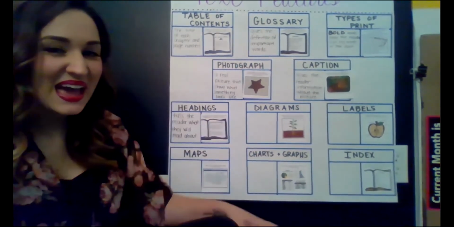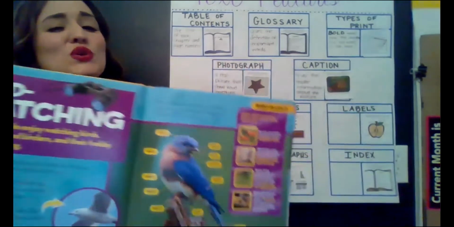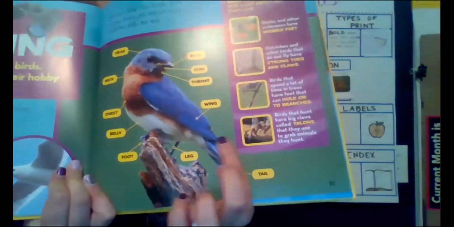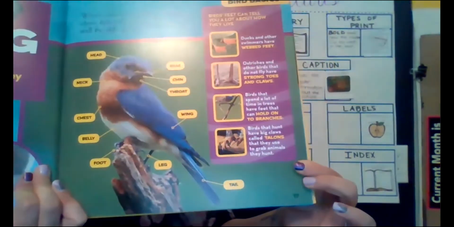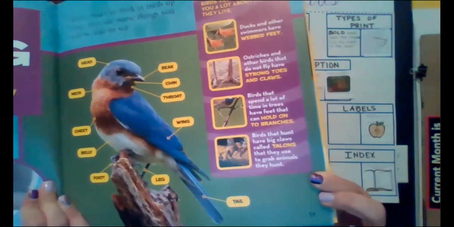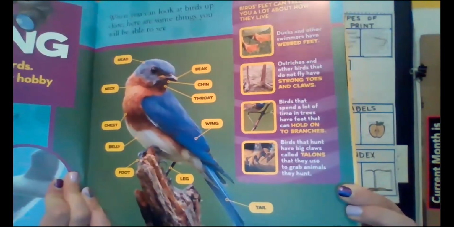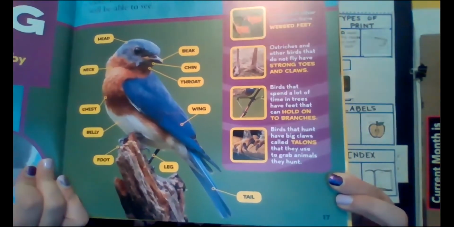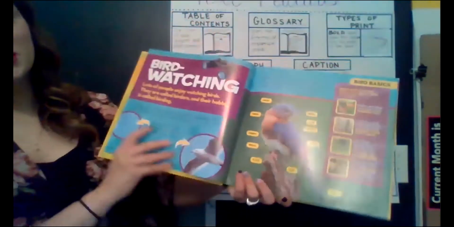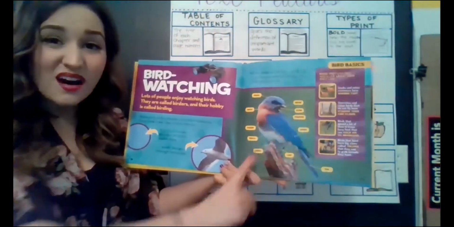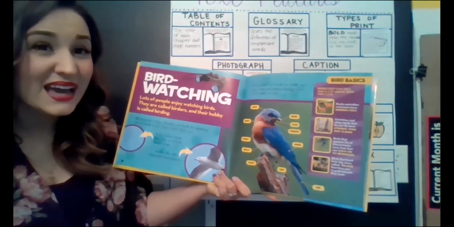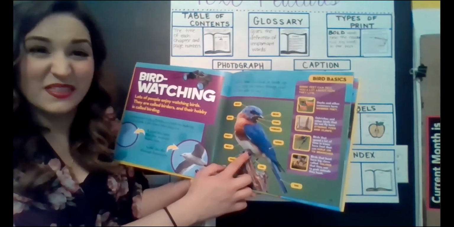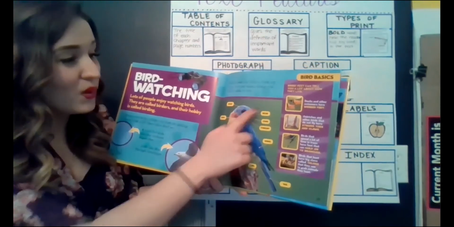Let's keep going. Now, I noticed something super cool on this page. Do you see this bird here? This bird has a whole bunch of lines coming off of it that are yellow. Each of those lines is pointing to a different part of the bird. When we see a picture that looks like this, we call it a diagram. A diagram tells us the different parts of something. So this diagram is telling me the parts of the bird, and it's pointing to each part.